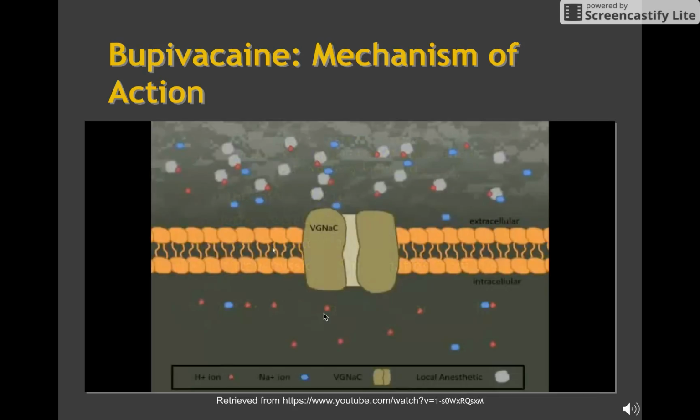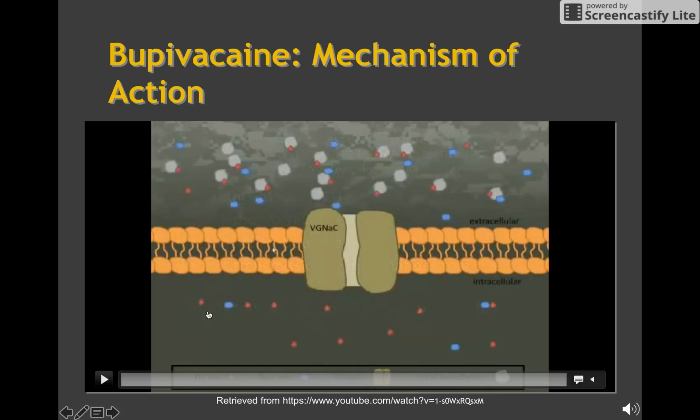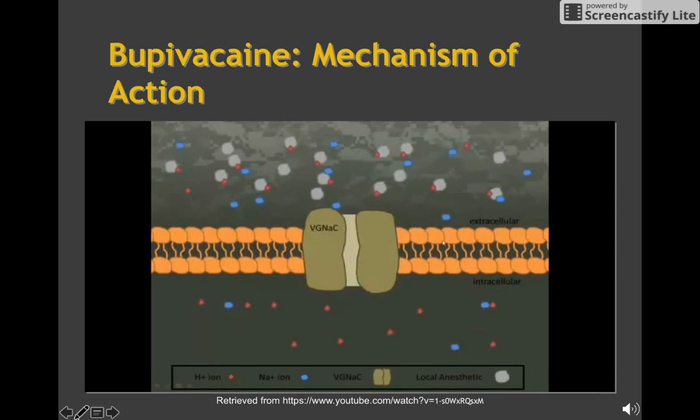So, as you can see here, the bupivacaine molecules permeate through the nerve cell membrane and pick up a proton in order to maintain equilibration in the slightly more acidic intracellular environment. Then the bupivacaine molecules bind to the intracellular portion of the sodium channel and inactivate it.